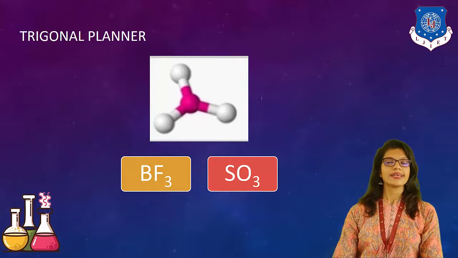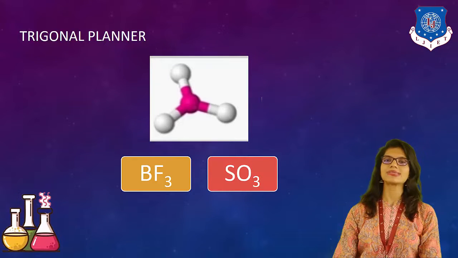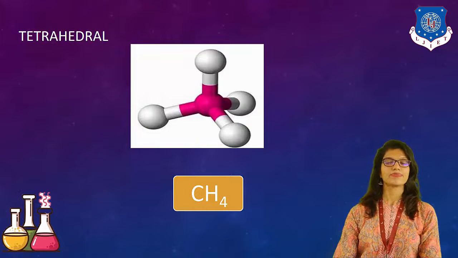Right? Next is trigonal planar. In this shape, mainly 3 different atoms combine with the central atom and they form a trigonal shape, but it's a planar one. We can take the example of BF3, we can take the example of SO3 here. These are very common examples of trigonal planar shape. Here, the bond angle is generally 120 degrees, right?